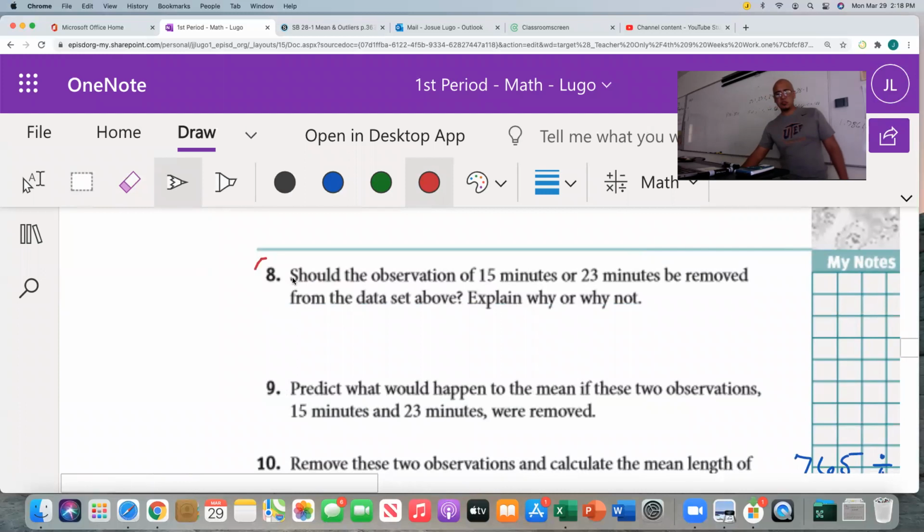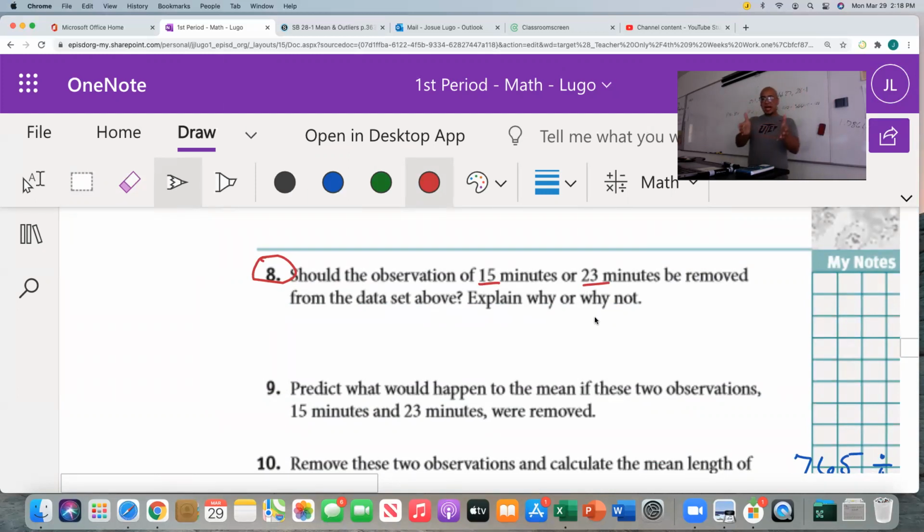That is actually one for Schoology as well. Should we take out these 2? Should we take out the 15 and the 23? Should they be removed from the data set? What do you guys think? I mean, ask yourself, are those actual people in the class? Did they actually finish at the time, or was that just a mistake?